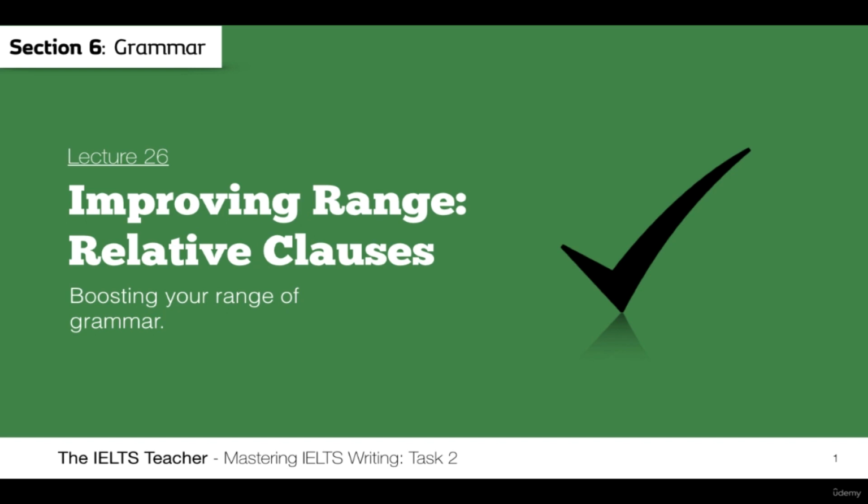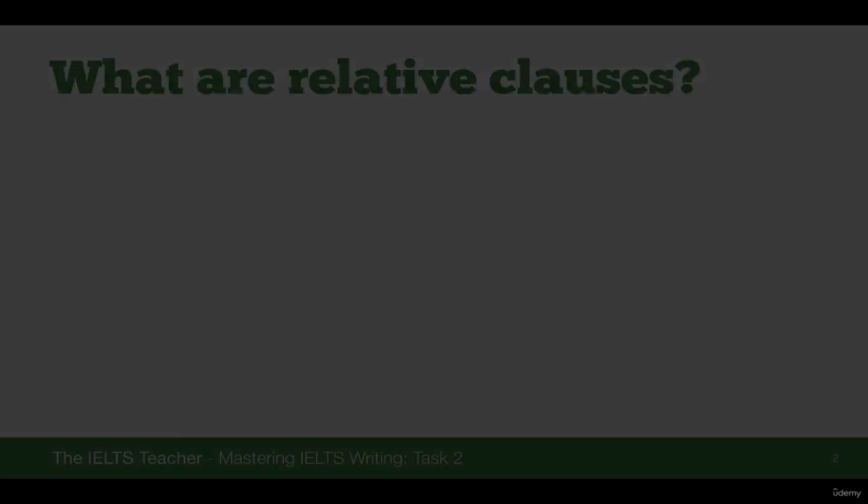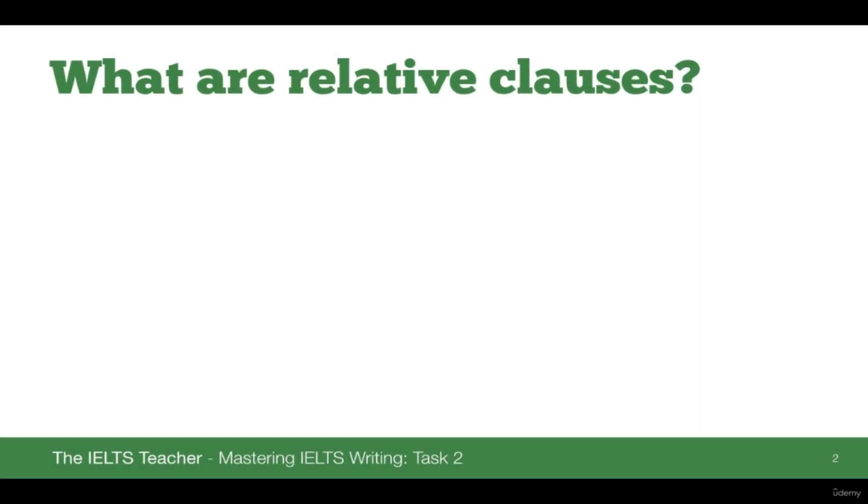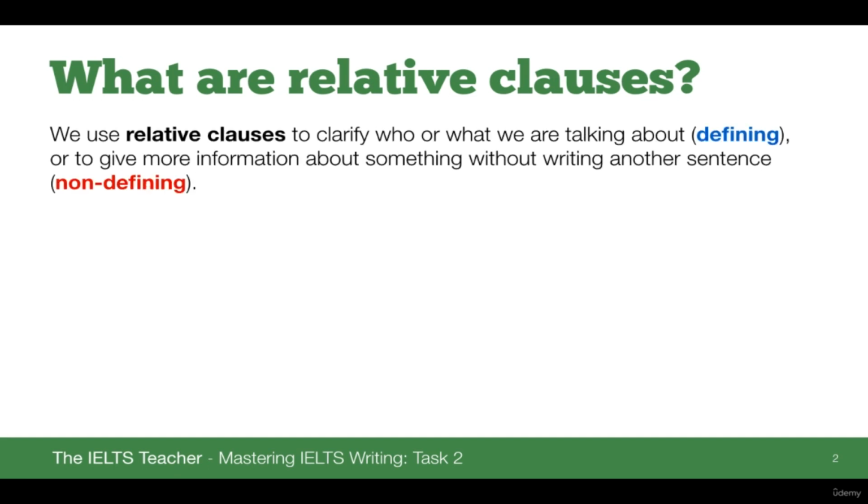Today looking at another grammar point, and that is relative clauses. So let's get started by reminding ourselves what relative clauses are exactly. Now we have two types of relative clauses. First of all, we have defining relative clauses. These are used to clarify who or what we are talking about when we refer to a particular noun. Or with non-defining relative clauses, we can give more information about something without having to write another sentence.